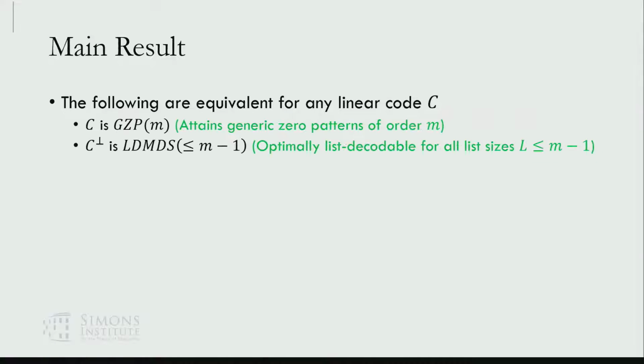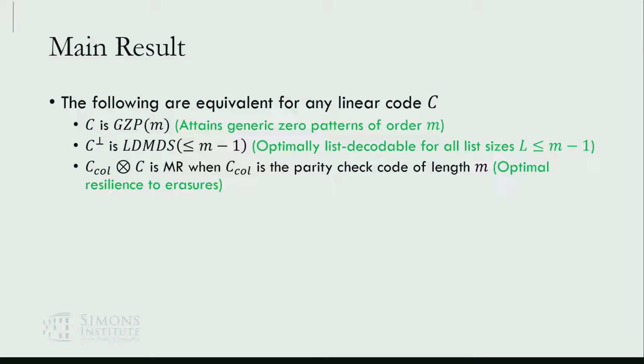Okay, so more concretely, you can give a very concrete equivalence: order m MDS is equivalent to attaining all order m zero patterns. It's the same as being optimally list decodable to list sizes up to m-1, but for the dual. So the original code is higher order MDS if you know its dual is optimally list decodable. And it's equivalent to this MR property that I showed before.